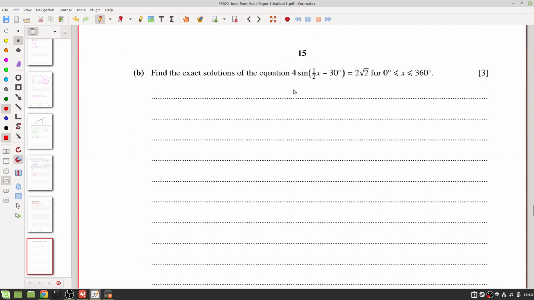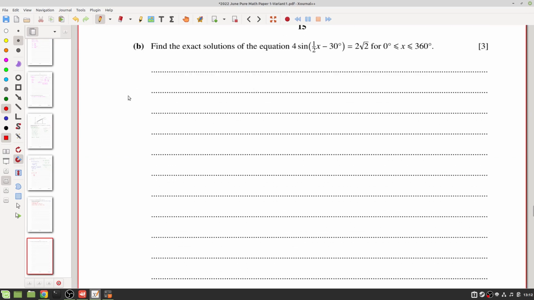Find the exact solutions for this. Okay. So let's first divide both sides by 4, which will give us sine of half x minus 30 being equal to, if we divide this by 4, we get root 2 over 2. Okay, now we can find our reference angle, which is the arc sine of root 2 over 2, and that is 45 degrees. So we're working in degrees here. You can see degrees.